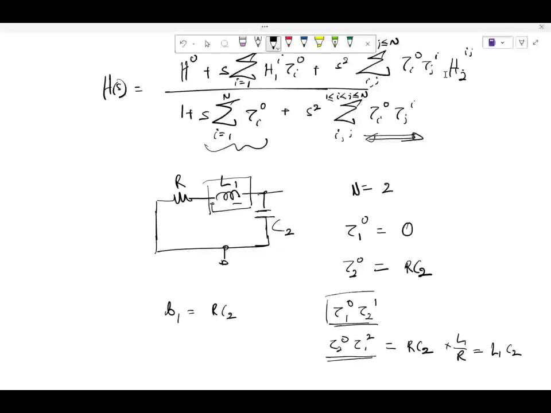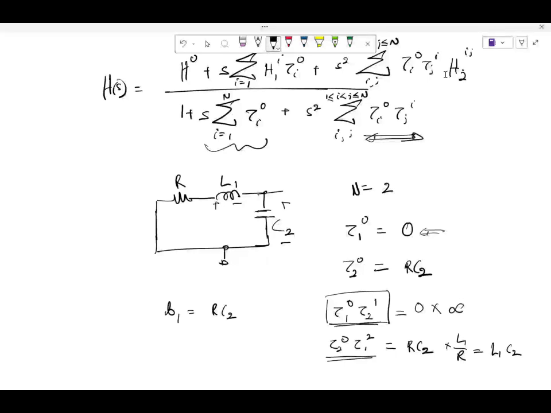But the issue here is, firstly, this guy is 0, right? So what is tau 2, 1? Tau 2, 1 means I am interested in the capacitor while everything else is infinite valued, which means L1 is infinite valued, meaning open circuit. So this is set to infinity. Obviously 0 into infinity can be anything, and is difficult to compute.